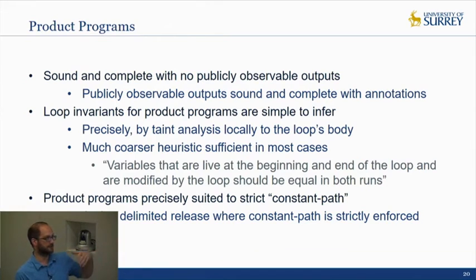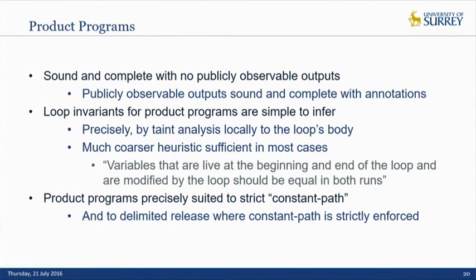Loop invariants: if you have loops, they're synchronized because that's the assumption you make. And essentially, that makes loop invariants very simple to infer. So in fact, what you need to do is make sure that the loops remain synchronized throughout, and whatever leakage the loop body has is public, can be made public. And so you can do a taint analysis on the loop body locally instead of having to do it globally on the whole program.